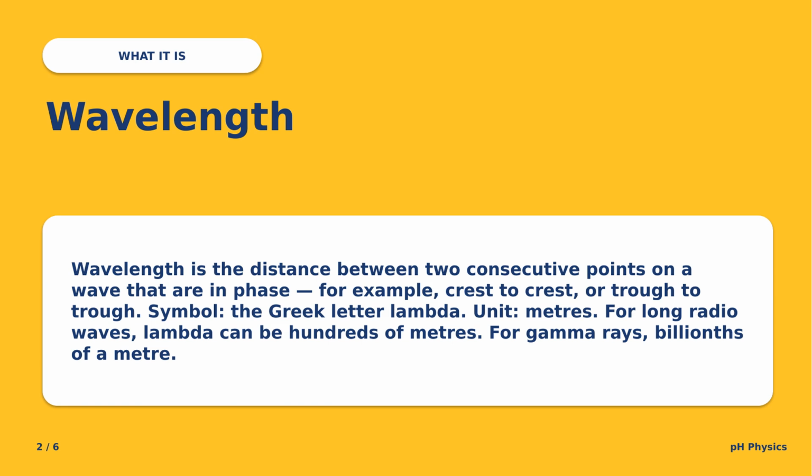Wavelength is the distance between two consecutive points on a wave that are in phase, for example, crest to crest or trough to trough. Symbol, the Greek letter lambda. Unit, meters. For long radio waves, lambda can be hundreds of meters. For gamma rays, billionths of a meter.